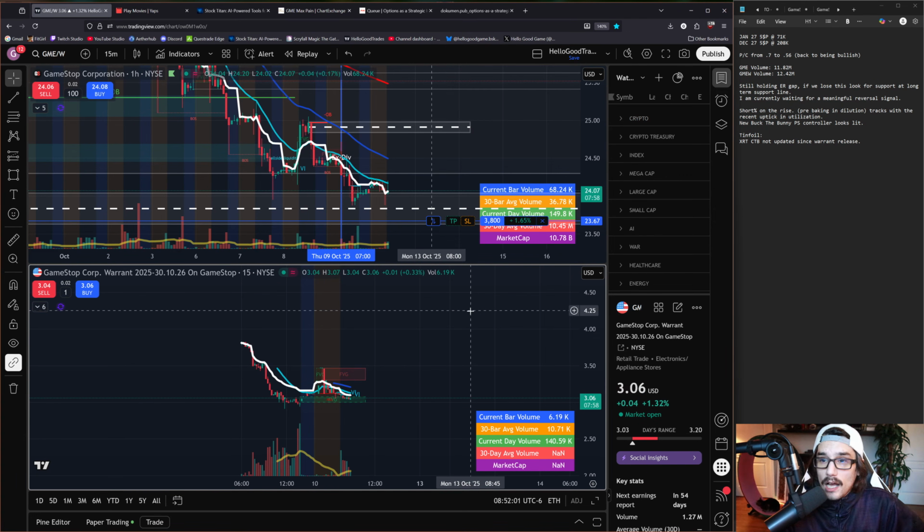Short interest is up. Utilization is up to support that, right? I guess forecasting the dilution, right? So they're getting a head start on that, pre-baking it in.